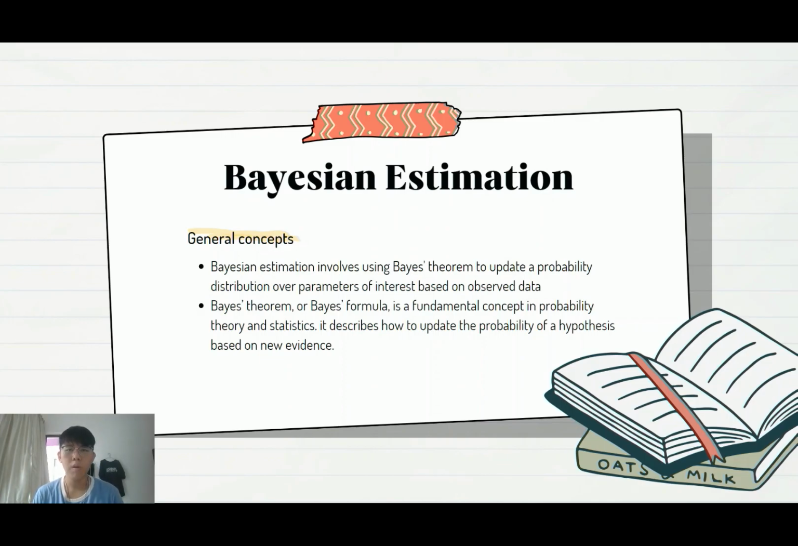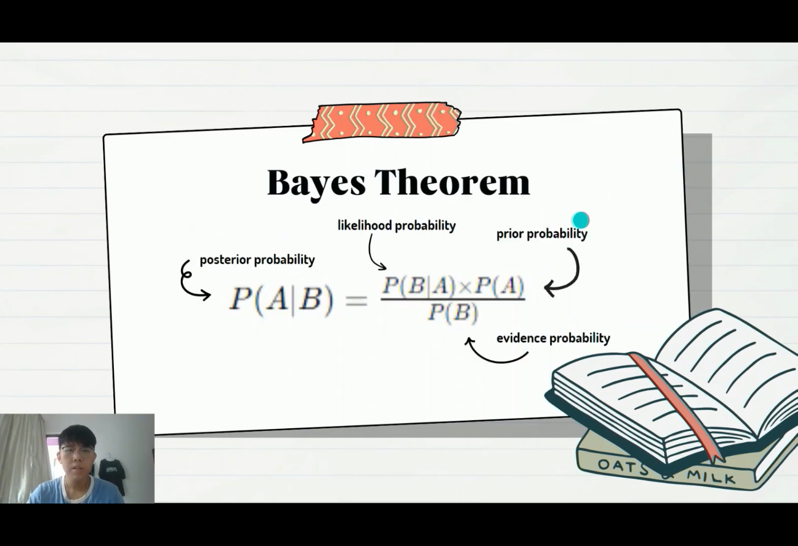Next, Bayes' theorem, or we can also call it Bayes' formula, is a fundamental concept in probability theory and statistics. It describes how to update the probability of a hypothesis based on new evidence. This is the Bayes' theorem that we have mentioned just now.